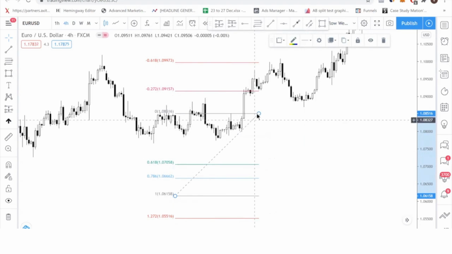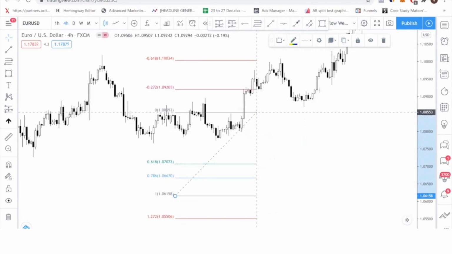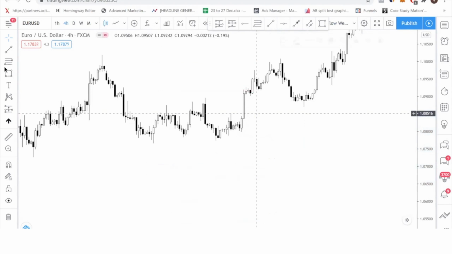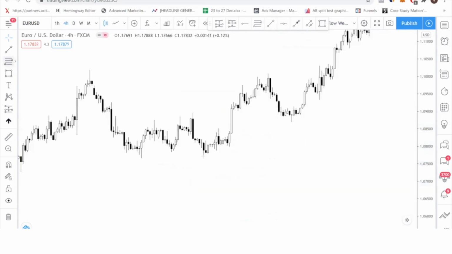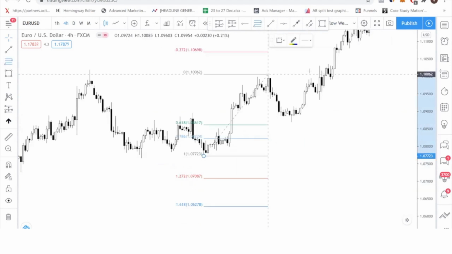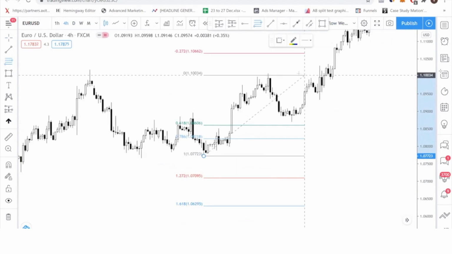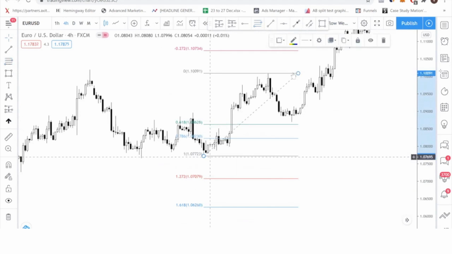So how do you use the Fibonacci retracement tool? Very simple. It's very similar to the trend line. I want you to connect a swing low to a swing high. So this is how we do it: swing low to swing high, just drag. If you are trying to predict a buy, then you do it from the low to high. Let me just show it to you again.